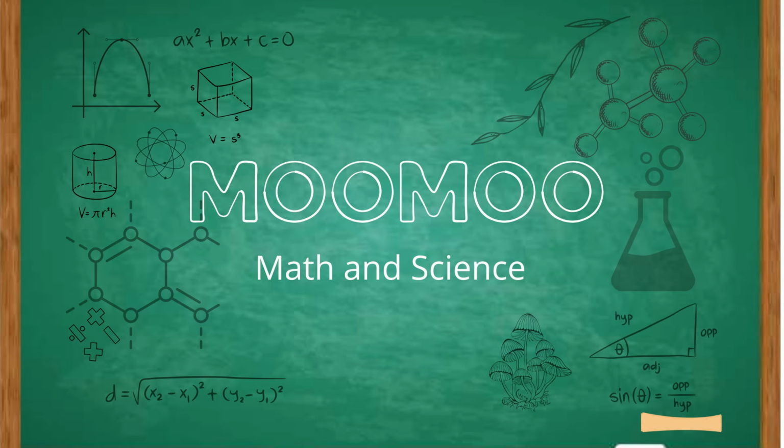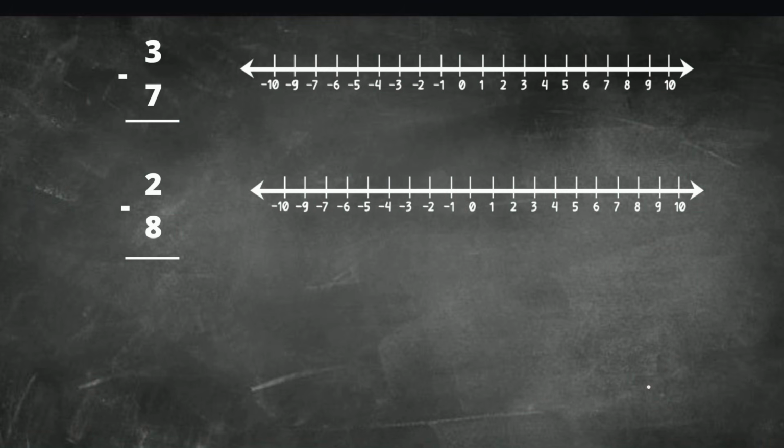In this video, let's go over how to subtract negative numbers and also when you subtract and get a negative answer. So let's begin with this first example. We have 3 minus 7.